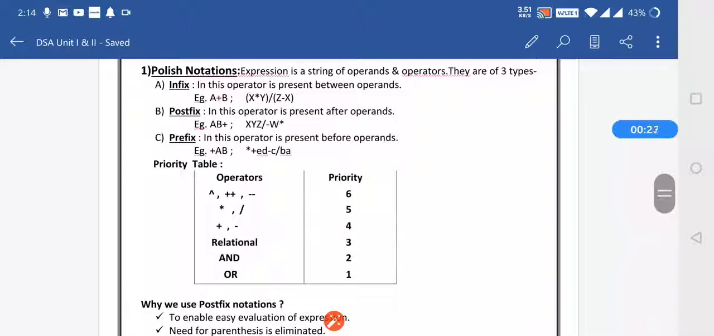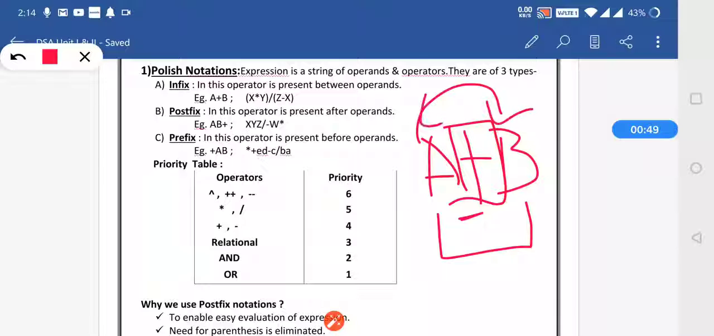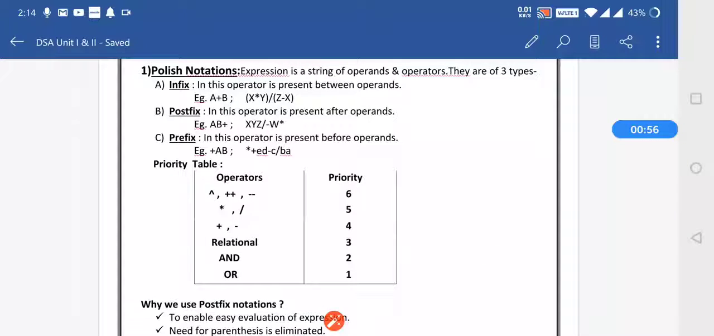So when we are dealing with the first operation, that is infix operation. Infix means our general expression. A plus B, that is nothing but the operator is present in between the operands. We can see over here, this addition is nothing but your operator, and it is present between these two operands, that is A and B. That is our infix expression. So infix is our regular expression where the operator is present in between the operands.